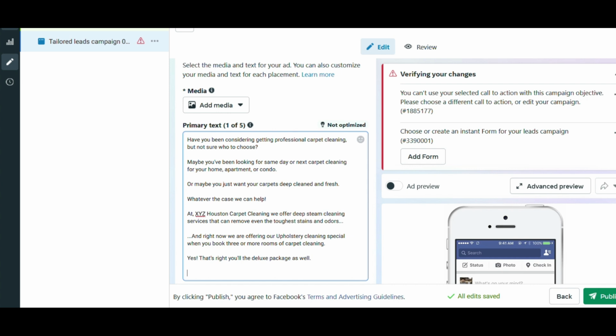Let's read through this and see where we're at. I think this is good because you get to see how I put these thoughts together, right? Have you been considering getting professional carpet cleaning but not sure who to choose? Maybe you've been looking for same day or next day carpet cleaning for your home, apartment, or condo, or maybe you just want your carpets deep cleaned and kept fresh. Whatever the case, we can help.